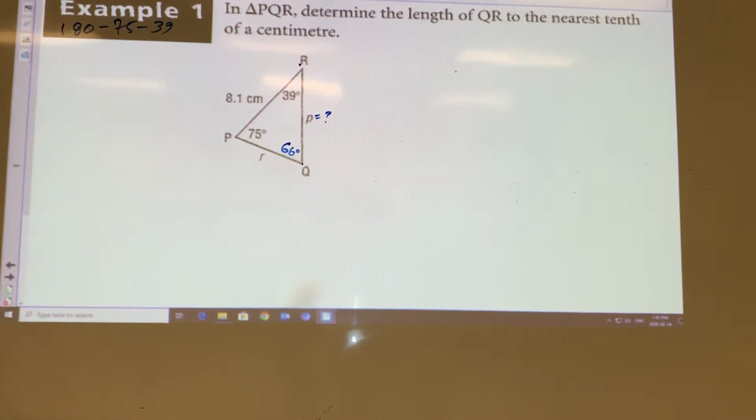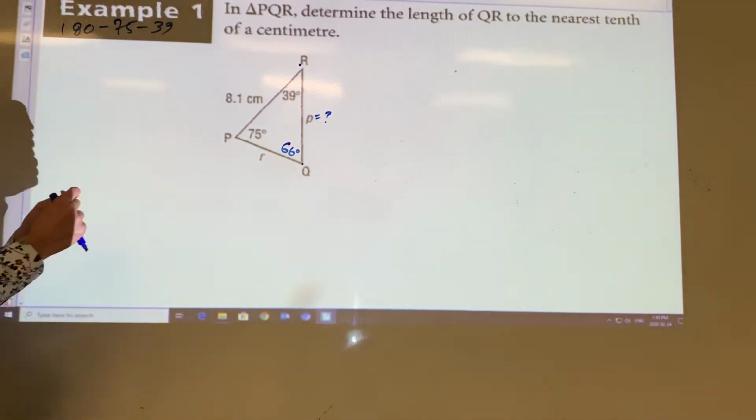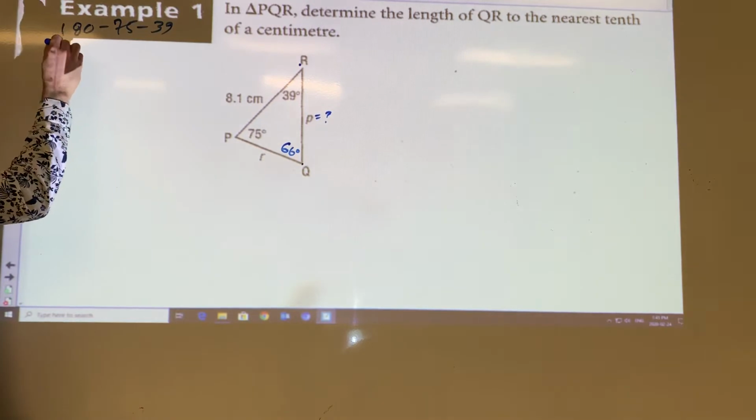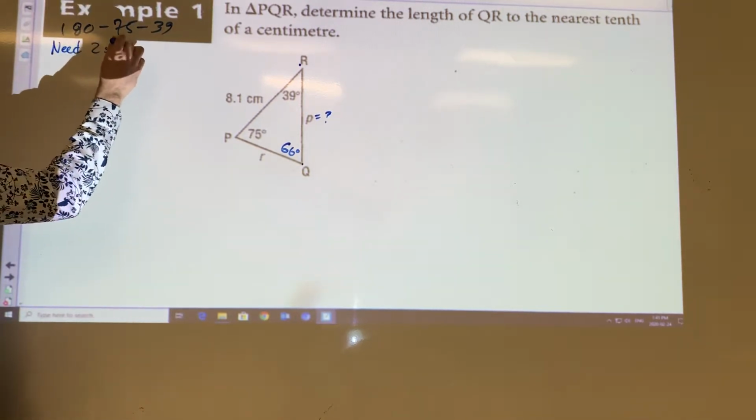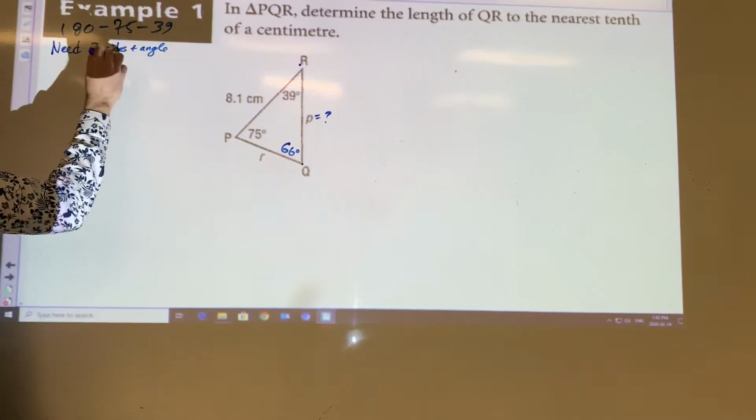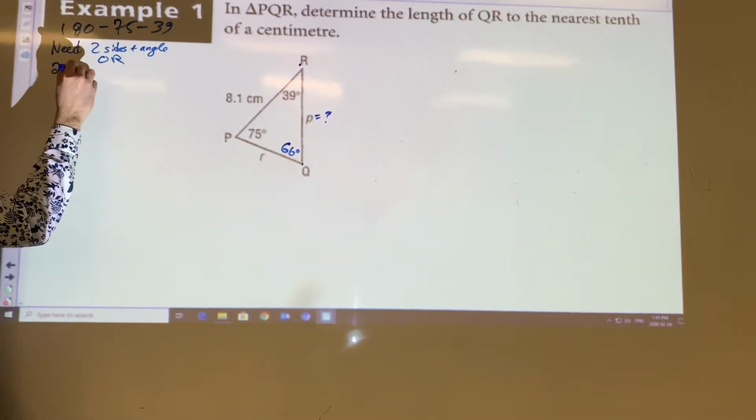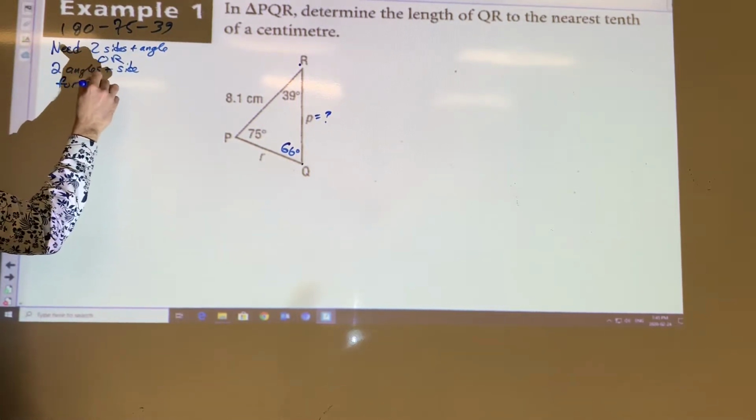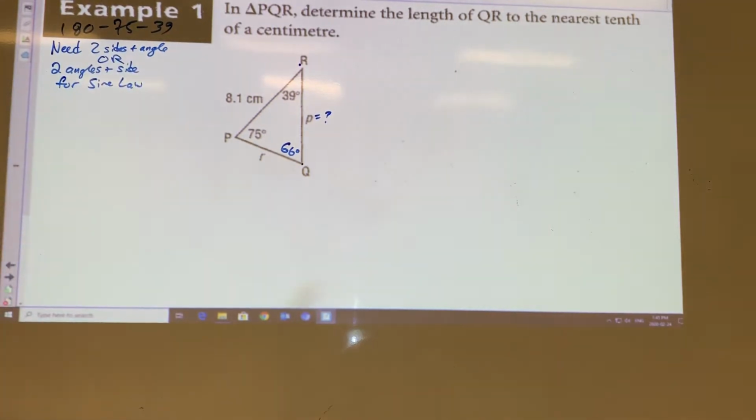So it's kind of like, how do I know I can use the sine law? Well, if you're going to use the sine law, you need three pieces of info, right? So I'm just going to write: need two sides and an angle, or two angles and a side. That doesn't always necessarily work. It's not just any two angles. You're going to need the right ones, but you're going to need two sides and an angle, or two angles and a side for sine law. When we do cosine law, we'll see a bunch of questions where you'll have three pieces of info, but it just doesn't work for sine law.